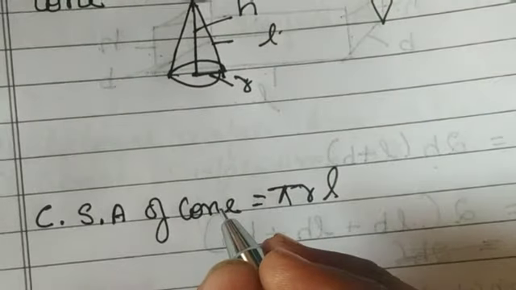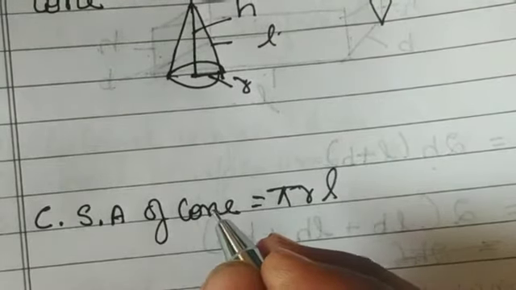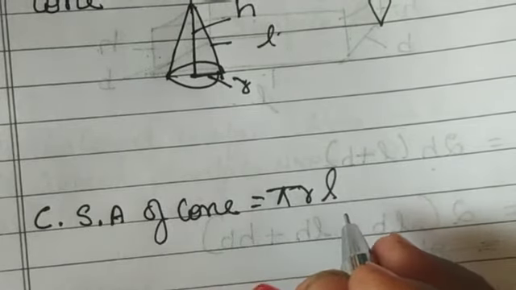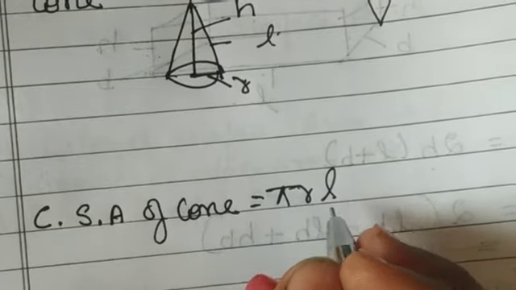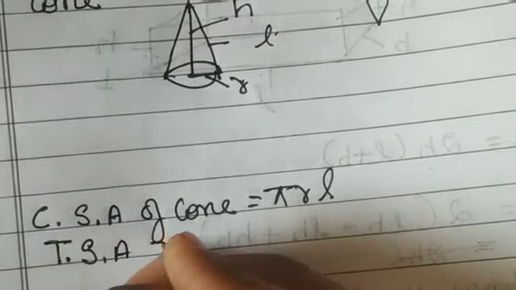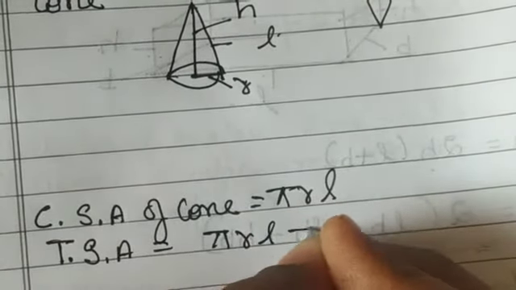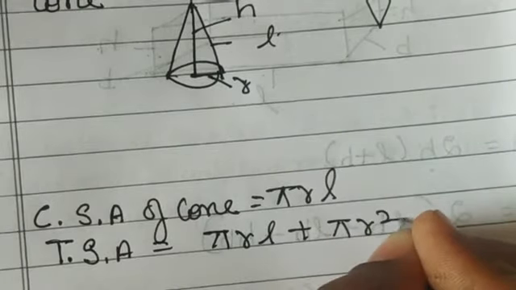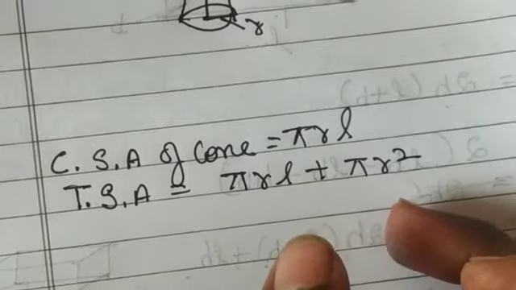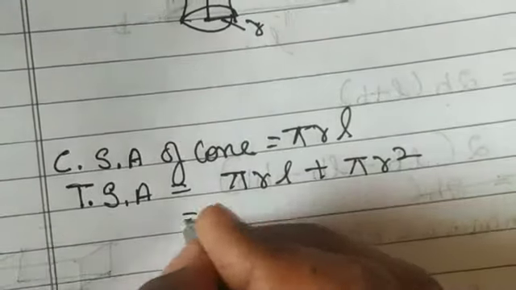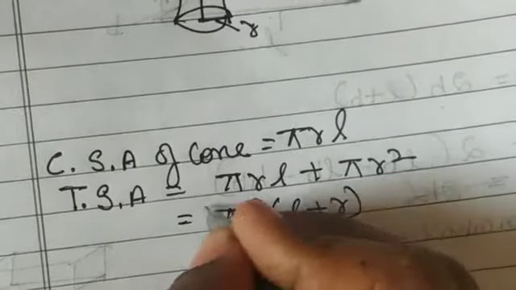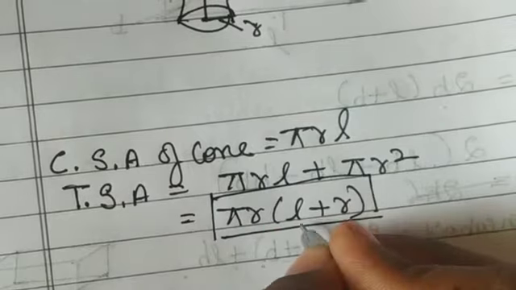In the same way, how did we write it for the cylinder? In the cylinder we wrote 2 pi R H, but here in place of H we will write L, and we do not write 2 pi R L. The total surface area equals pi R L plus pi R square. We take out the common term and write it in the simplest form: pi R (L plus R).